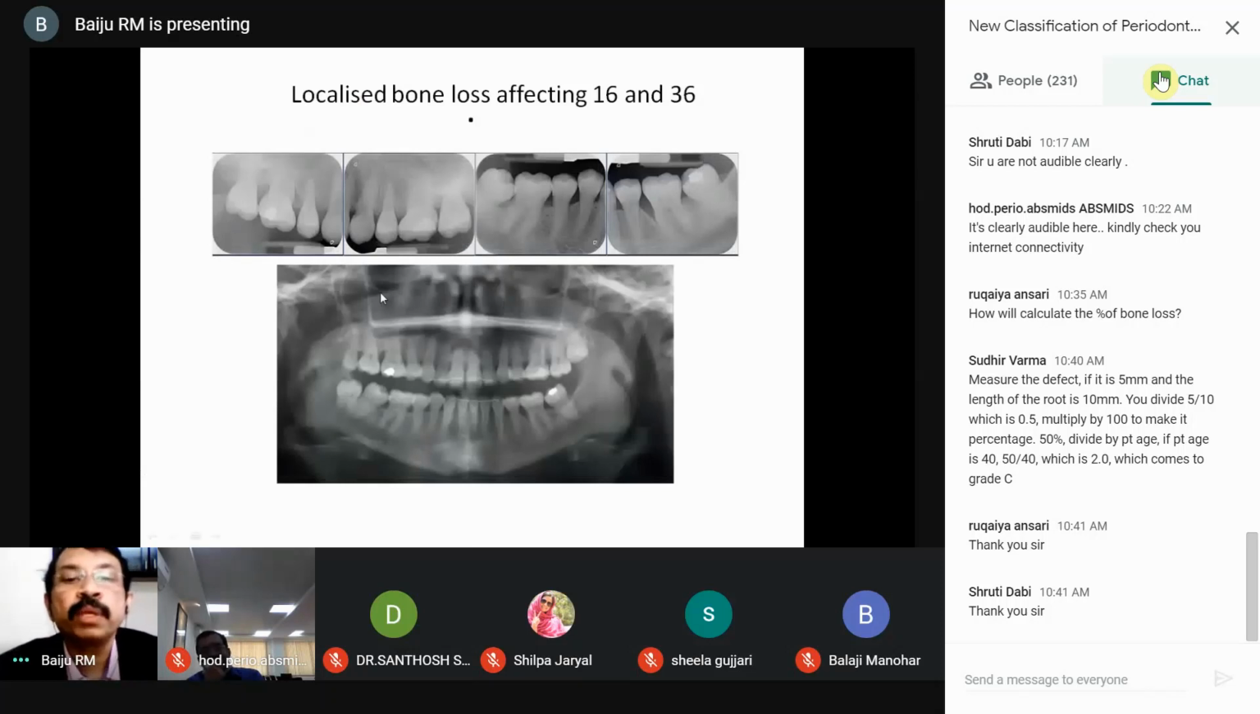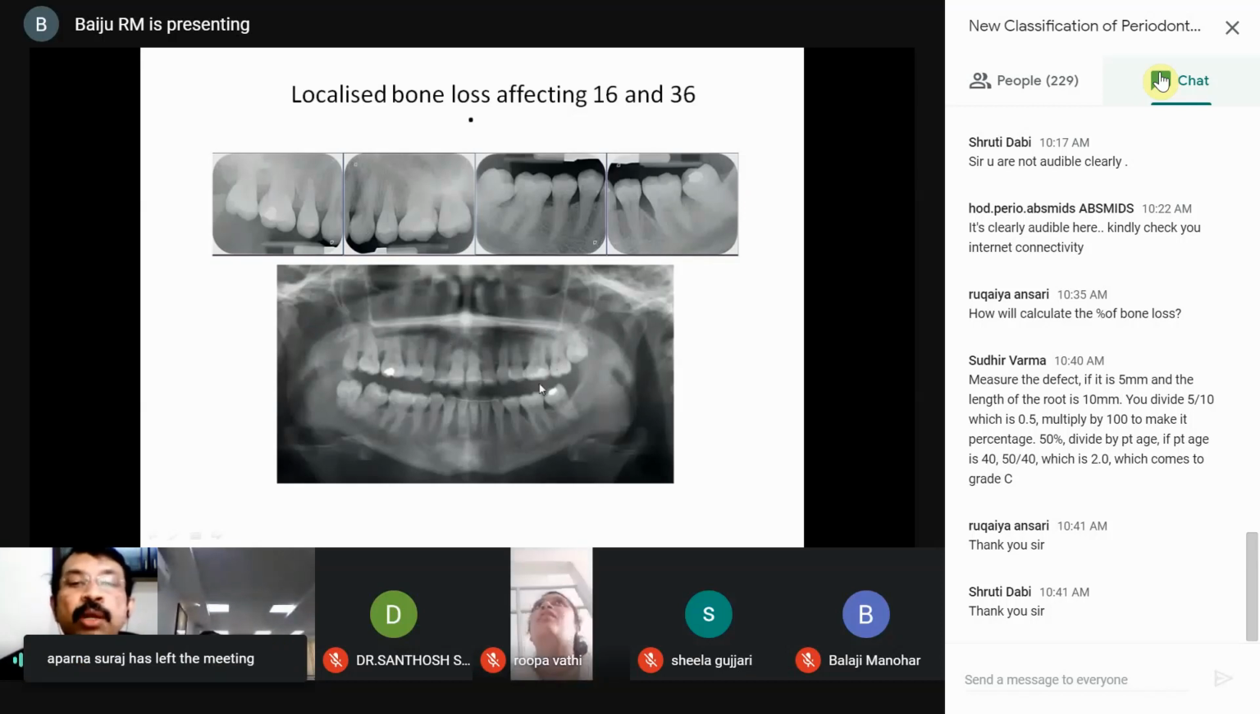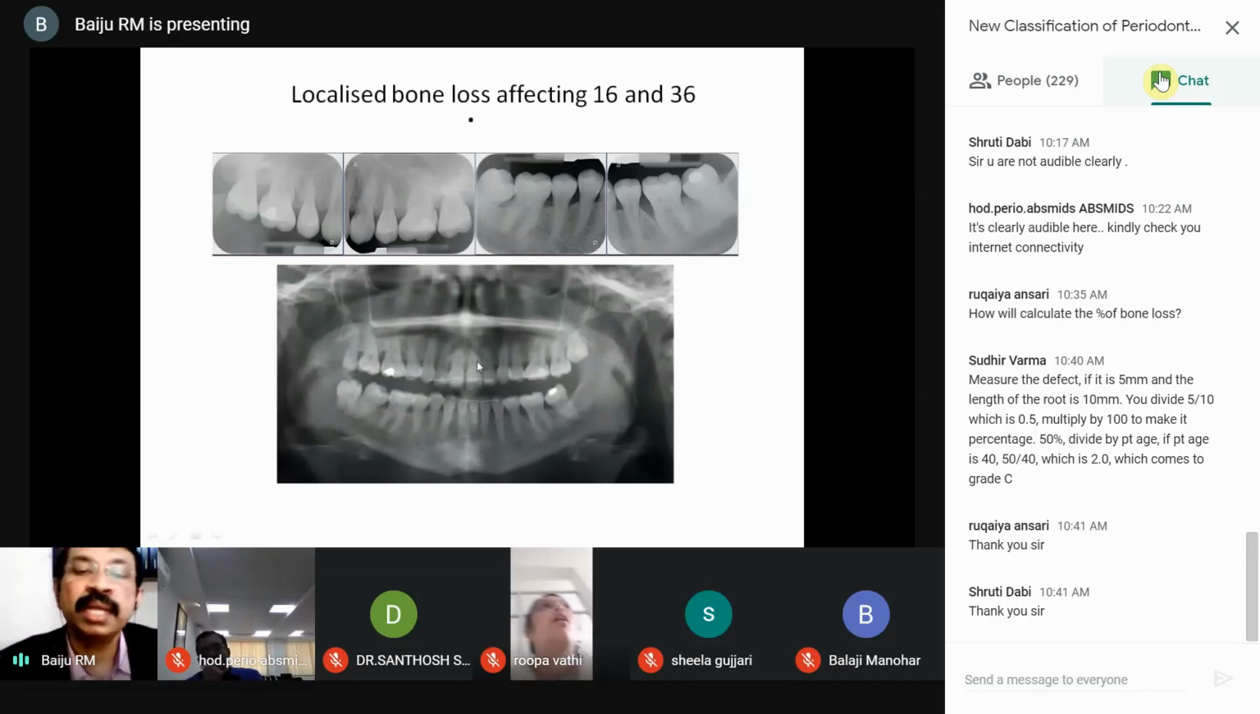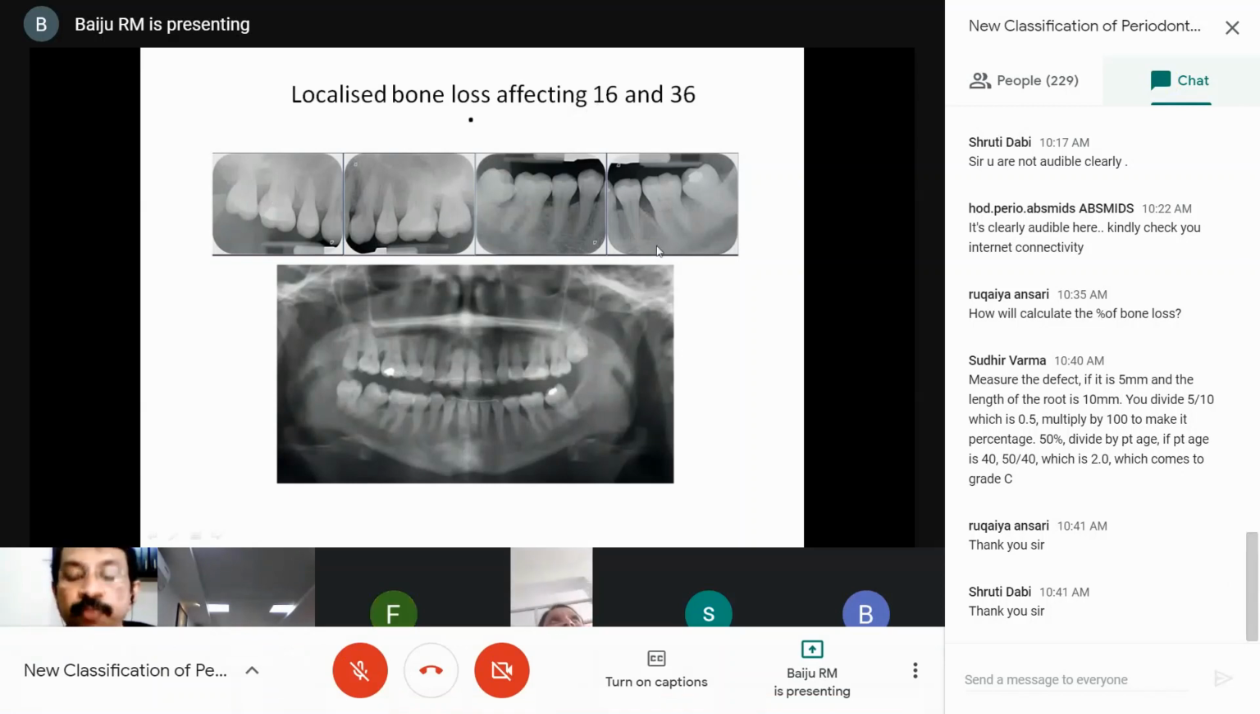Now, when the radiograph was taken, because there were only a few sites, actually 2 or 3 sites, with PPD and bone loss, we took selective IOPA for this patient, along with a panoramic radiograph. From the panoramic radiograph, you can say the bone loss is not generalized. Less than 30 sites are involved. It is mainly affecting the 1-6 and the 3-6.